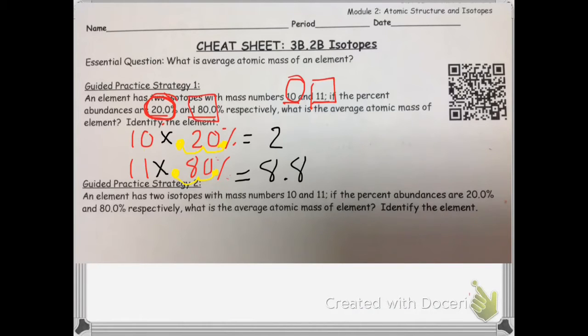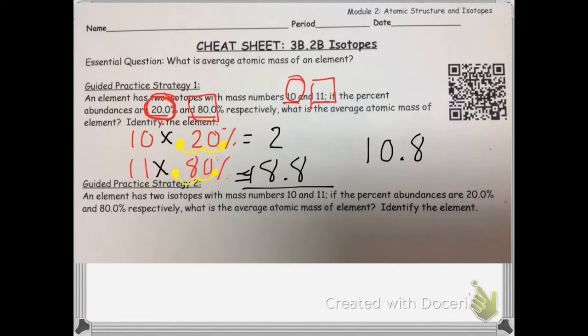Now, it says the sum of your mass times your percent abundance. So what does sum mean when we're talking about it in math? Well, vocabulary says that sum means addition. Addition. Or adding. So we're going to add these two numbers up, and we're going to get 10.8. Now, it says what is the average atomic mass of the element, and identify it.